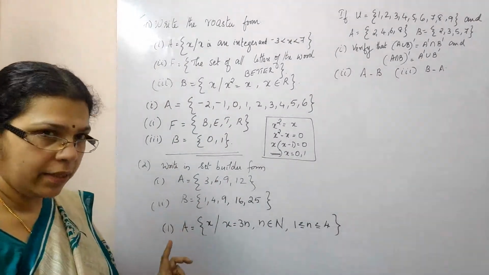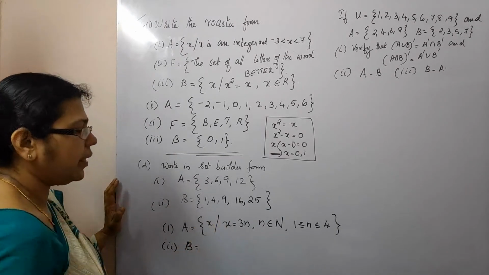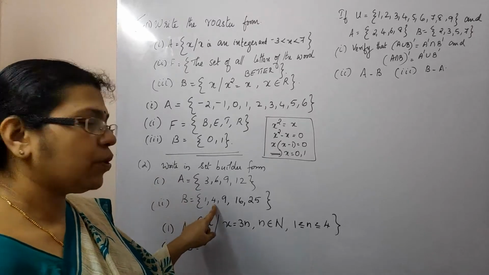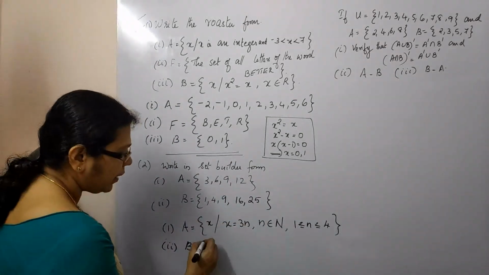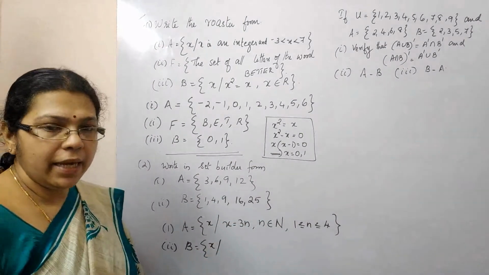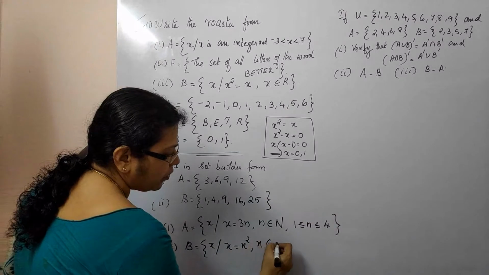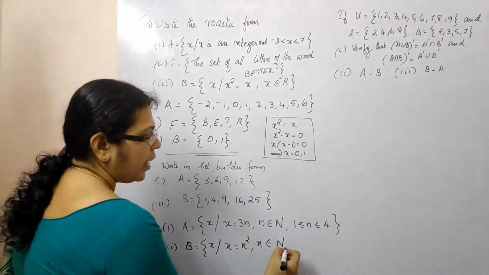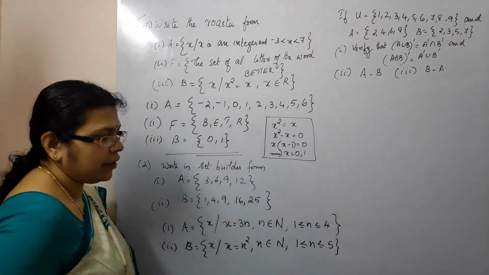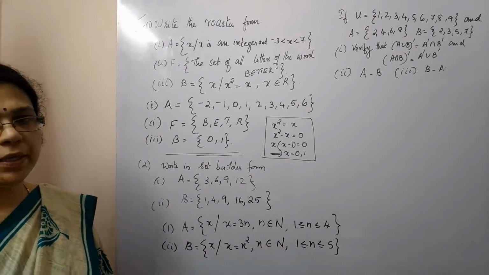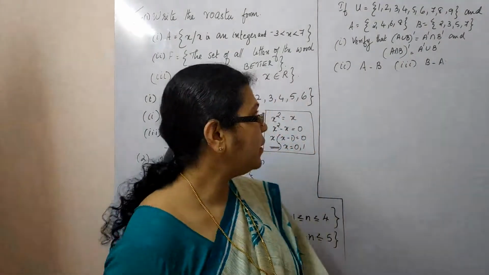Now we come to the second question. That is the second part. It is to write it in the set builder form. 1 square 1, 2 square 4, 3 square 9, 4 square 16, 5 square 25. So how will I write? The set of all x such that x is equal to n square, where n belongs to the set of natural numbers, and 1 less than or equal to n less than or equal to 5. So this is how I represent it in the set builder form. Am I clear? All of you? Okay. Now, let's see the next question.